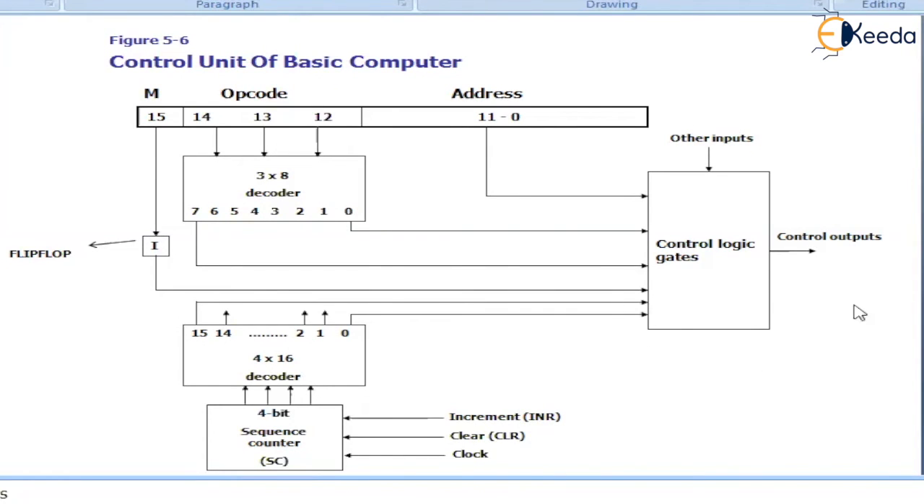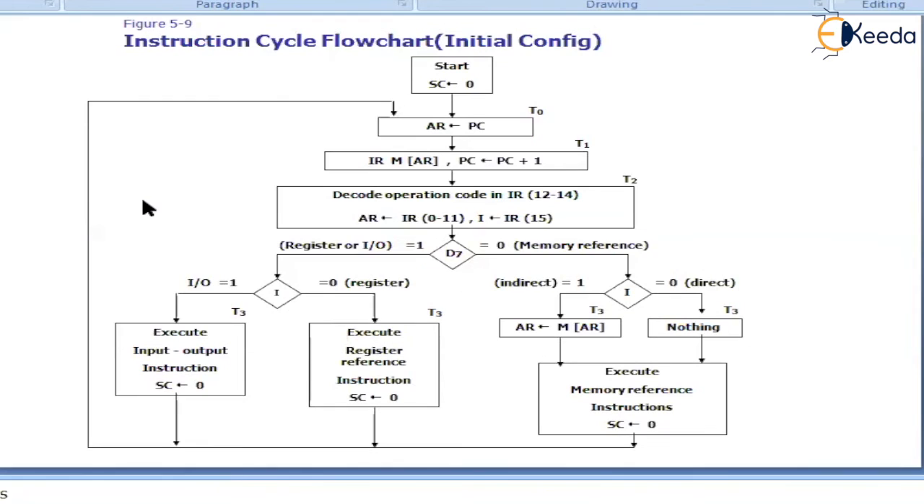Initially, the control unit is going to provide the control signals only in sync with a clock pulse. Every time it receives a clock pulse from this side, it is going to enable those registers and memory locations corresponding to that clock pulse. Now, let us understand the instruction cycle flowchart.